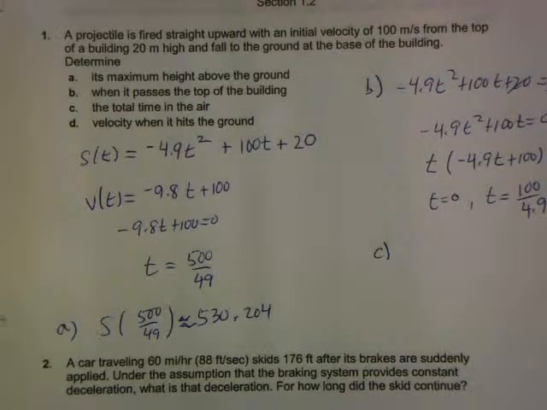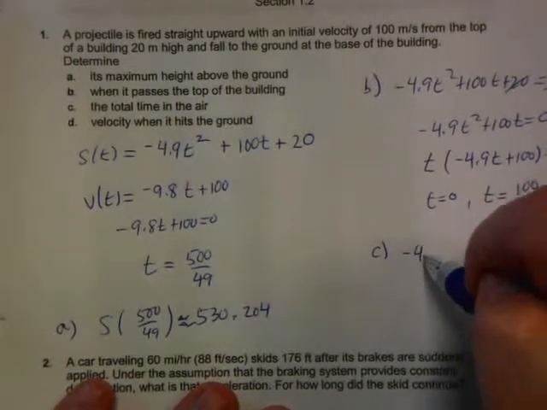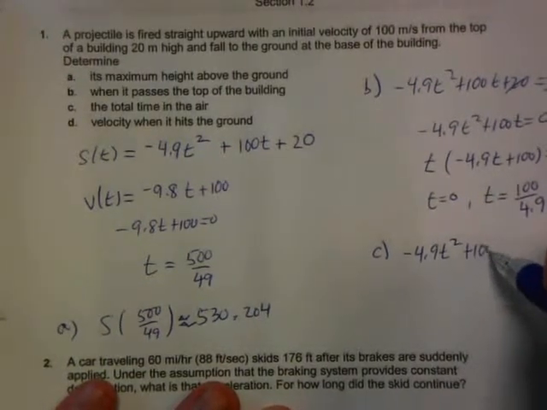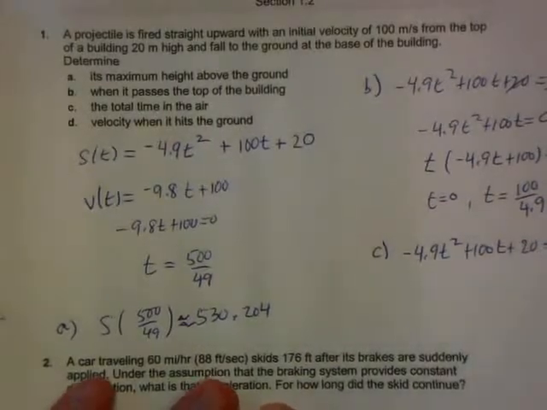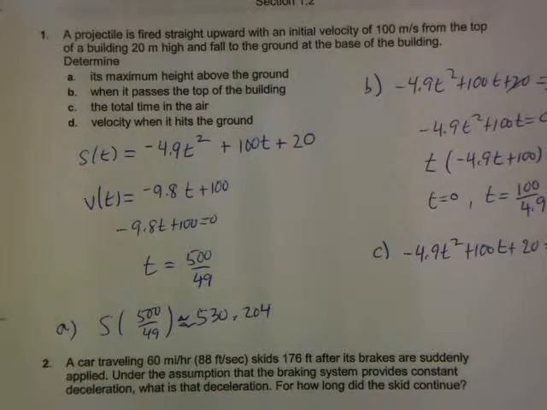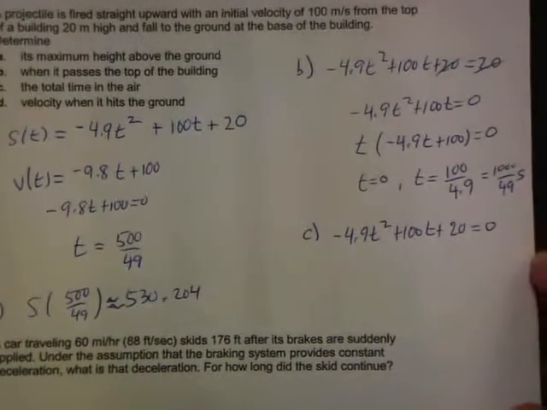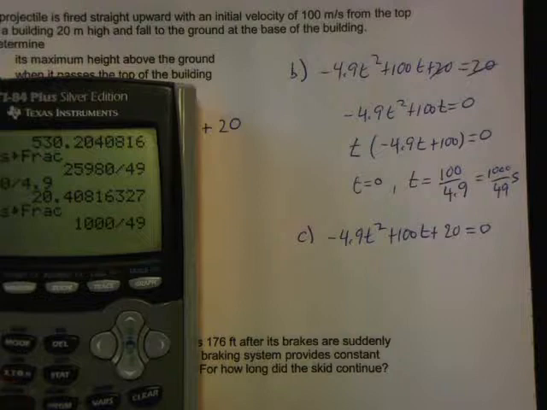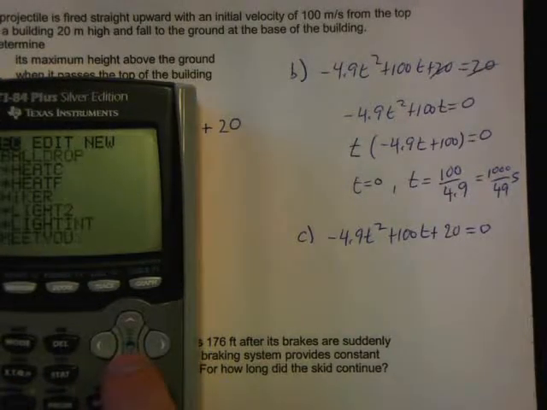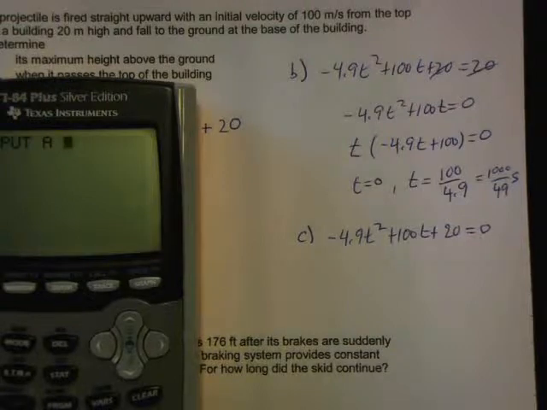Part C, total time in the air. What's that? The position would equal 0 because when it's not in the air anymore, it's hit the ground and its height is 0. So we want to solve minus 4.9 t squared plus 100 t plus 20 equals 0. What's your favorite way to solve that equation? Quadratic formula? Okay. Minus 4.9, 100, 20.